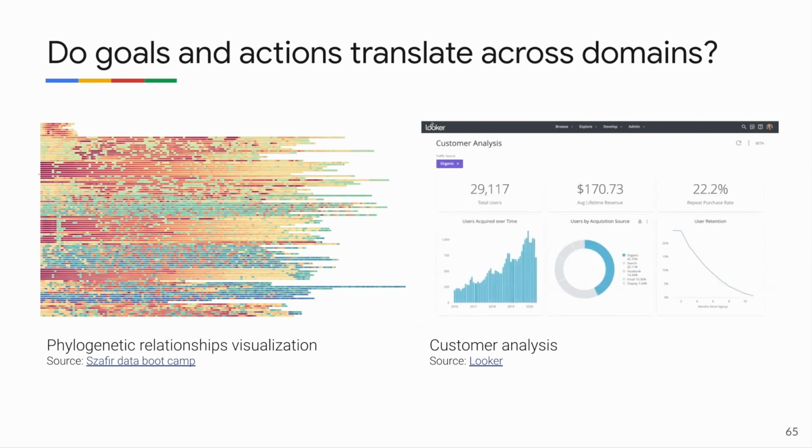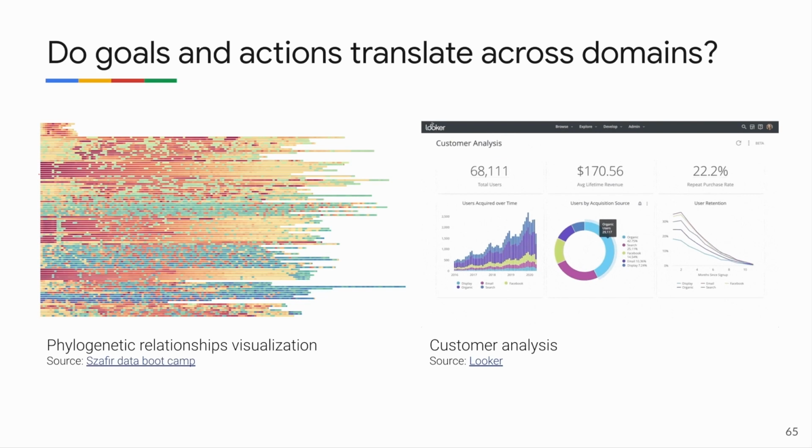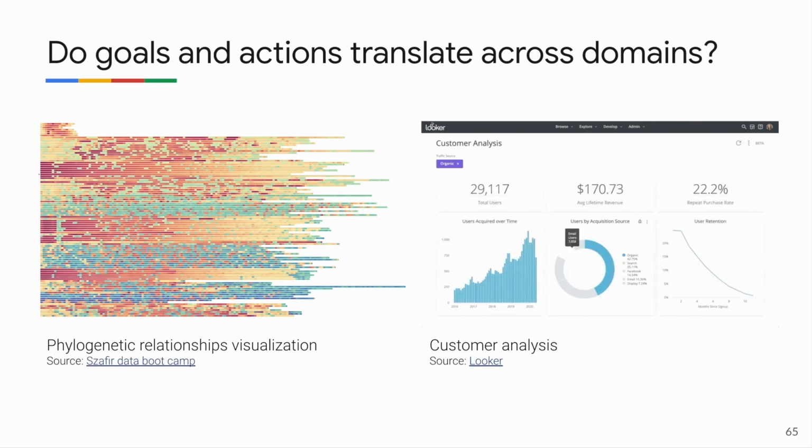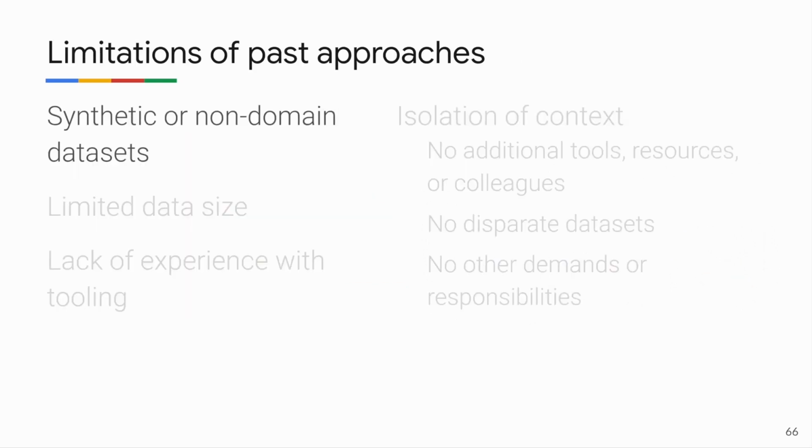A large body of past research has grappled with this problem by developing conceptual spaces, frameworks, models, typologies, and taxonomies to categorize user objectives and actions at various levels of abstraction. However, most of this prior work has been subject to several limitations.